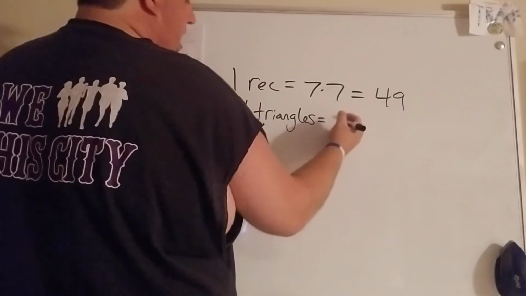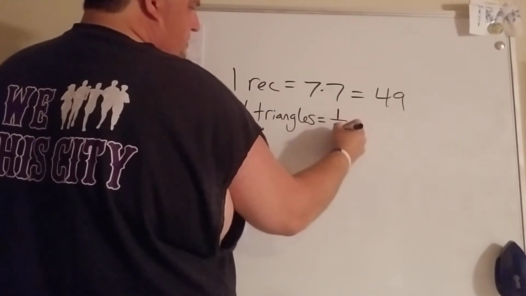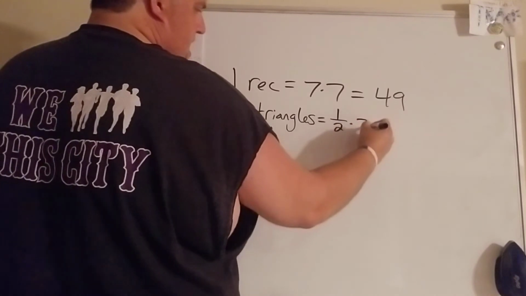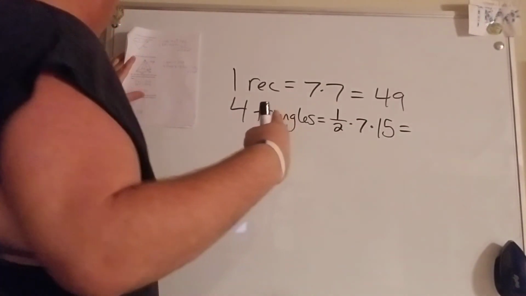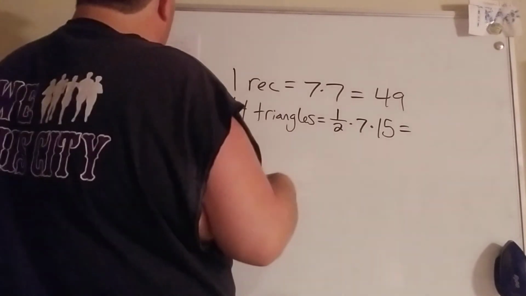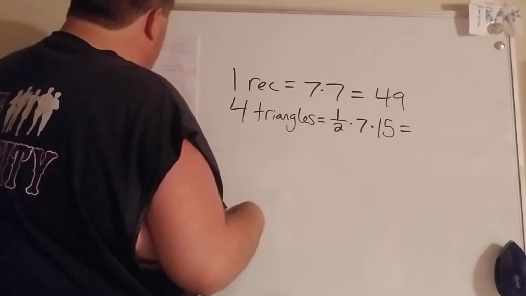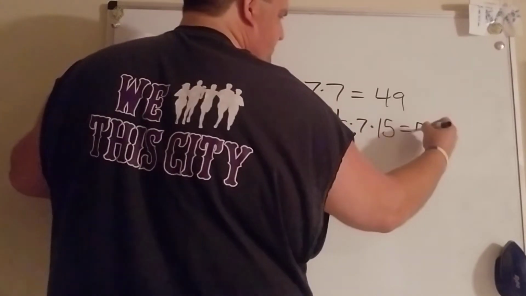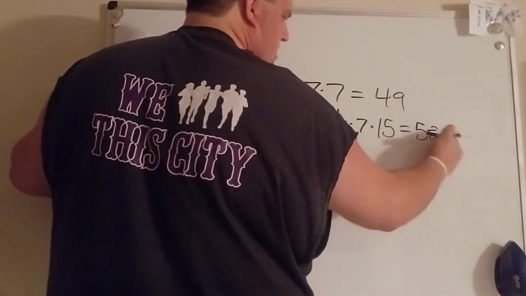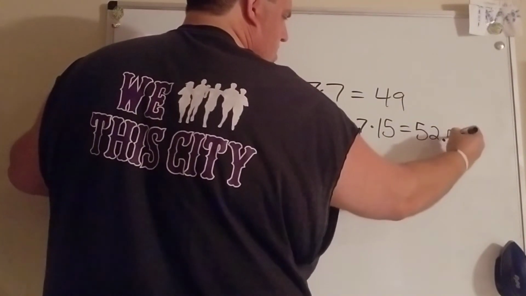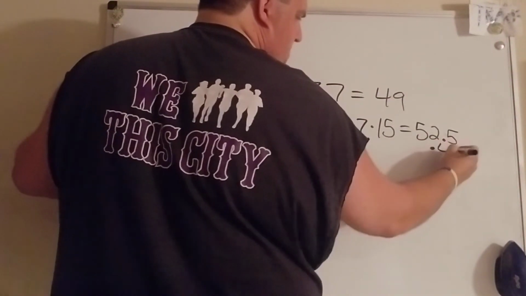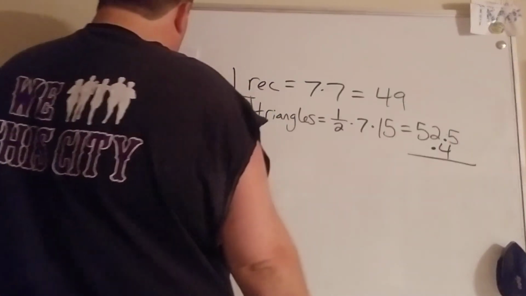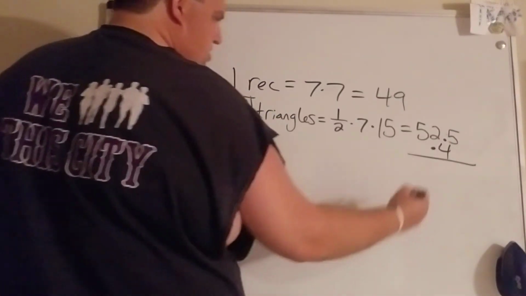So, area of a triangle is 1/2 base, here 7, times height, 15. So one triangle, when I did that, is 52.5. But remember, there's 4 of those. So times that by 4. And that gave me a total of 210.